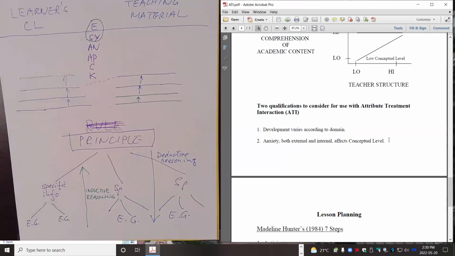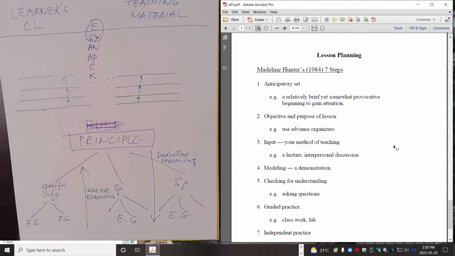All right. So lesson planning. Madeline Hunter's 7 steps. That's 7 fundamental components of lesson planning. Now, her purpose is to provide the teacher with a sequence of routes, or steps to follow as she teaches the material. All right, so take a look at the 7 steps.